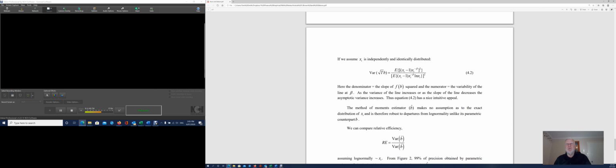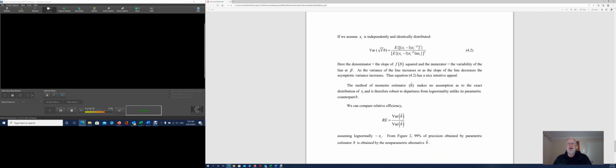So that method of moments estimating makes no assumptions about the distribution of x, right, and the whole sample. If the data really was log normal, then the method of moments estimator gives you 99% of the precision. And if it's not log normal, then you're actually getting the right standard error. So it's a very good result.